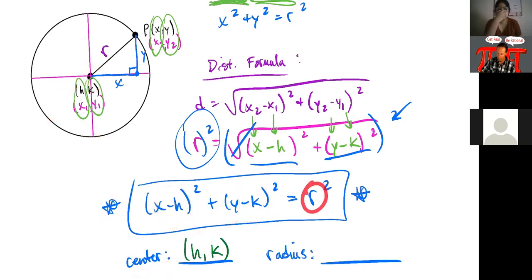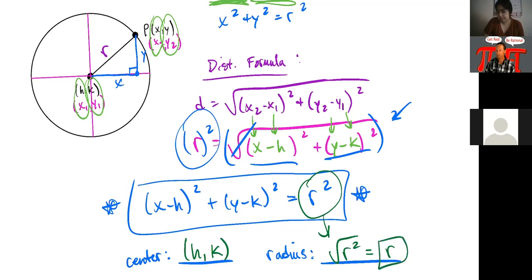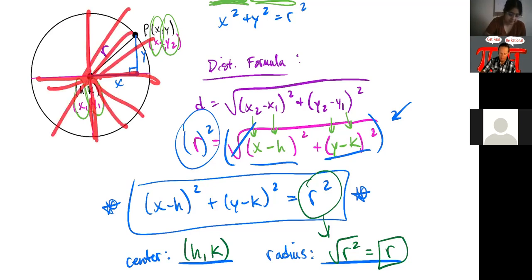And what do you think this R stands for? The radius. Which means all we have to do, careful, is take the square root of whatever's there to find our radius. And remember, when you take the square root, it's technically plus and minus, which is why we have to go both positive and negative in every direction, technically.